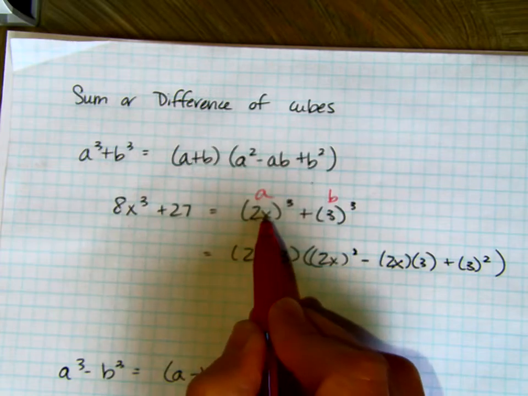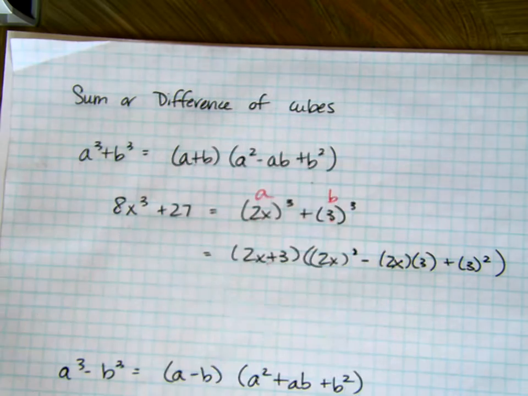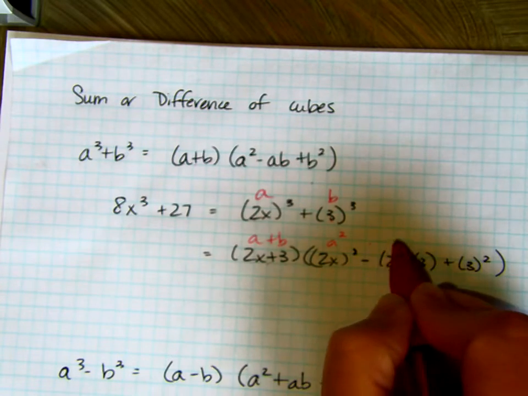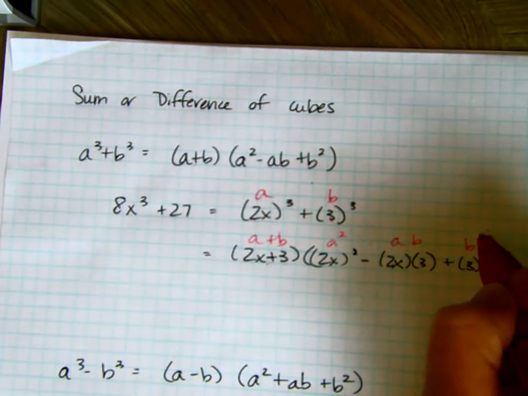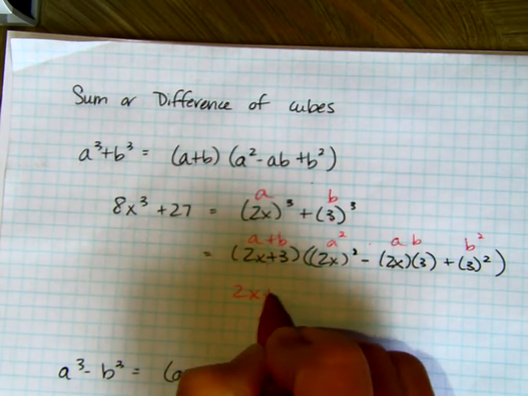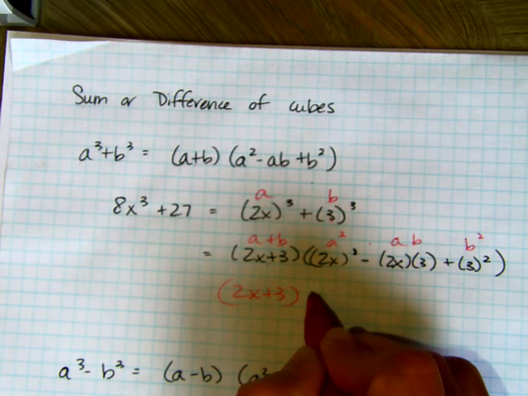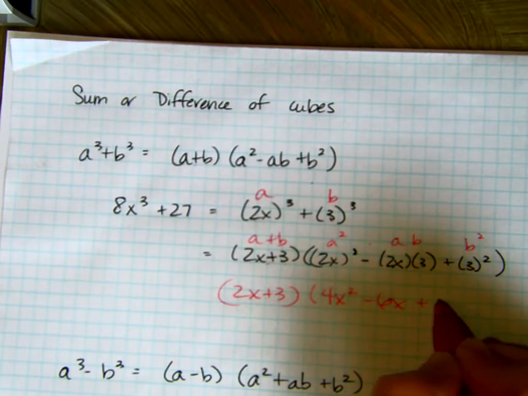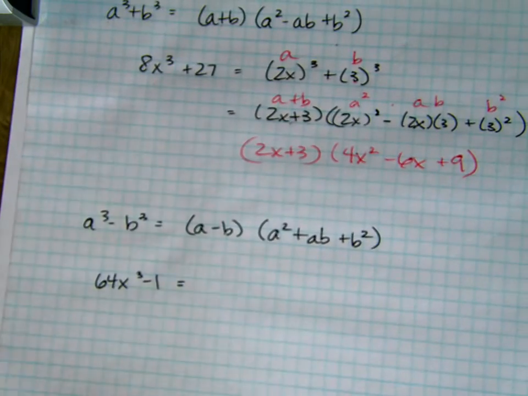So my A is 2x, so A plus B, 2x plus 3. There's my A plus B. And then I have to take A and square it, and I have to subtract an A times a B, and then I have to square my B. So 2x plus 3, A plus B, A squared, remember I have to square the entire thing, so that becomes a 4x squared minus a 6x plus a 9. Just a template and plugging things in that I know.